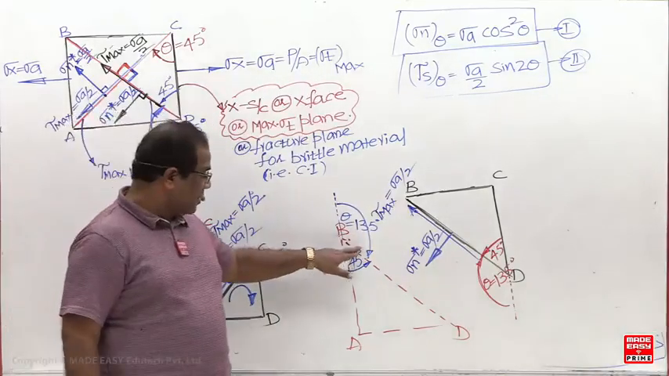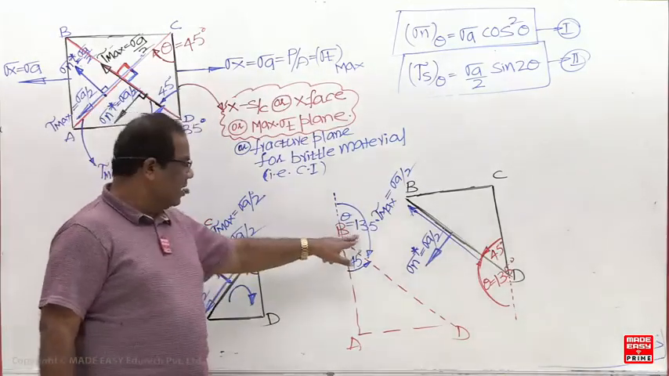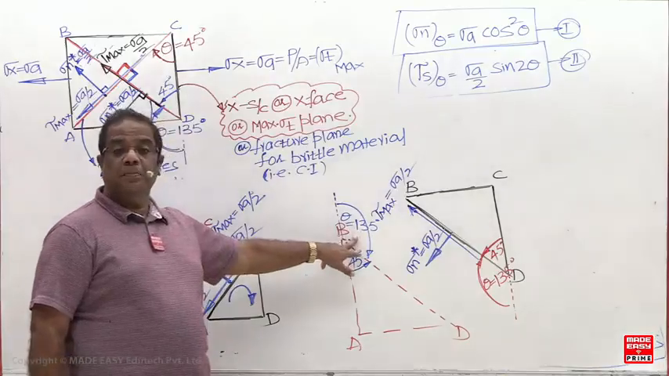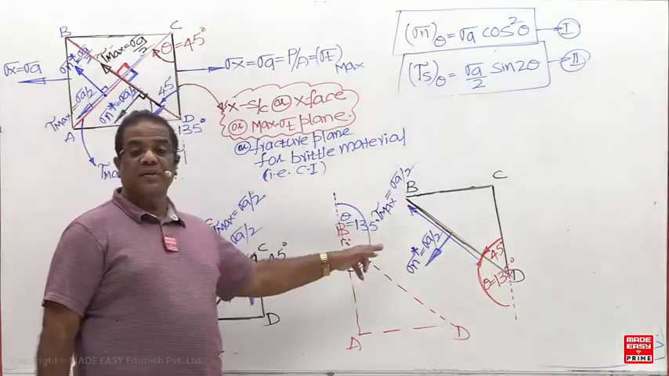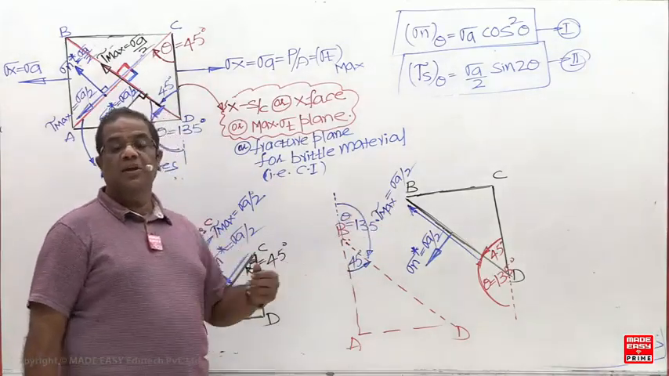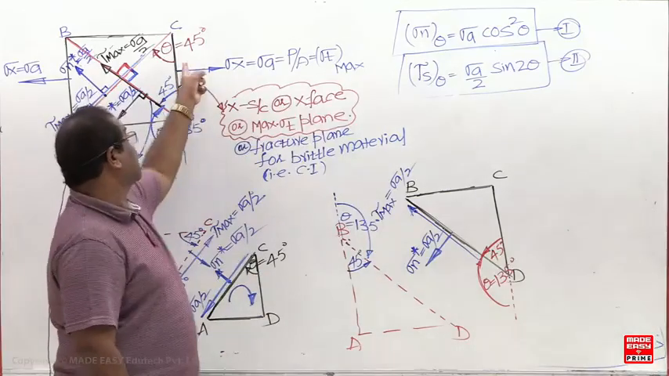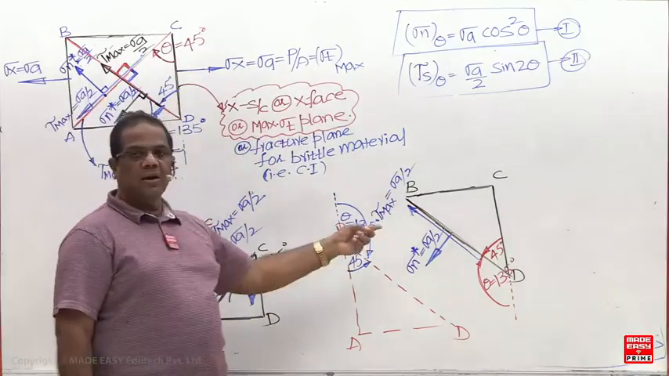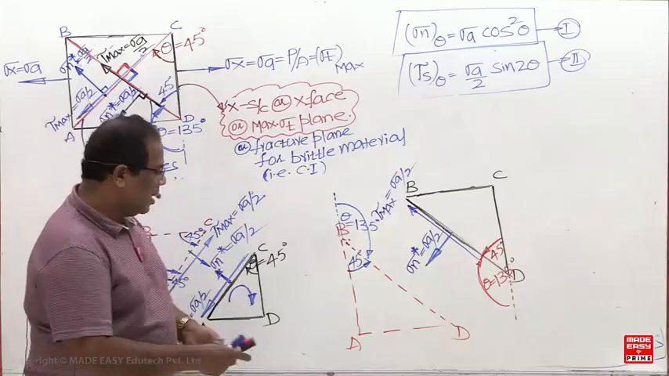Sir, shall I substitute 135 or 45? Anyone you can take. If I take 135, I have to put it positive. If I take 45 degrees, it is minus, because when you were deriving, theta was taken in the clockwise direction. But this is anti-clockwise, so you have to put the minus. Now you can check it.